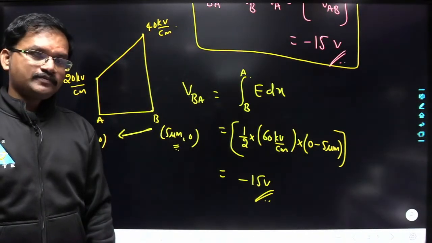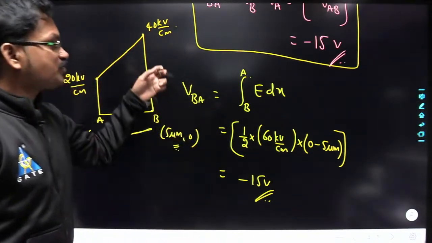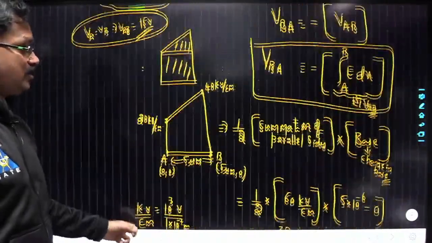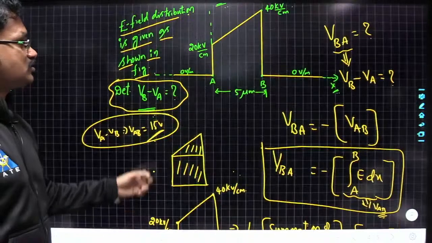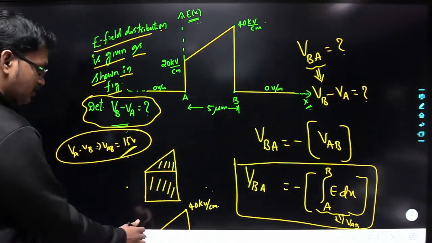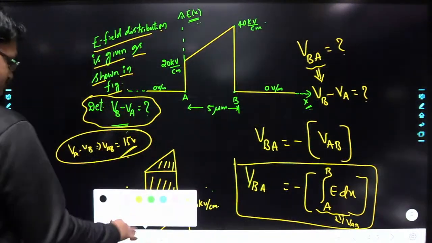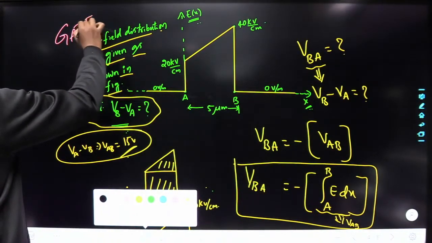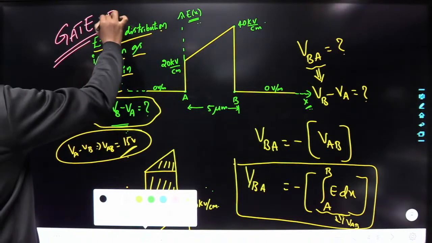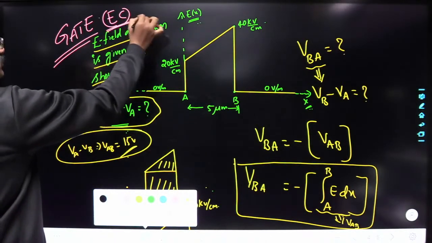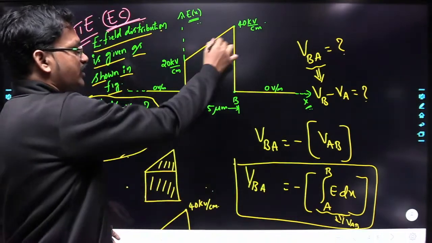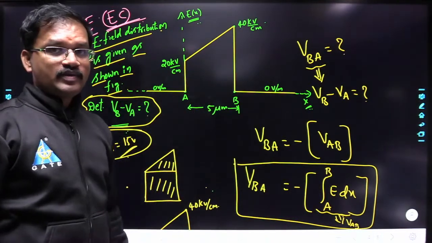Right? So this problem is given in GATE. Gate for EC students, they have given this problem. See how simple it is. Only one step here. If you know the area of this trapezoid, then the problem will be completed.